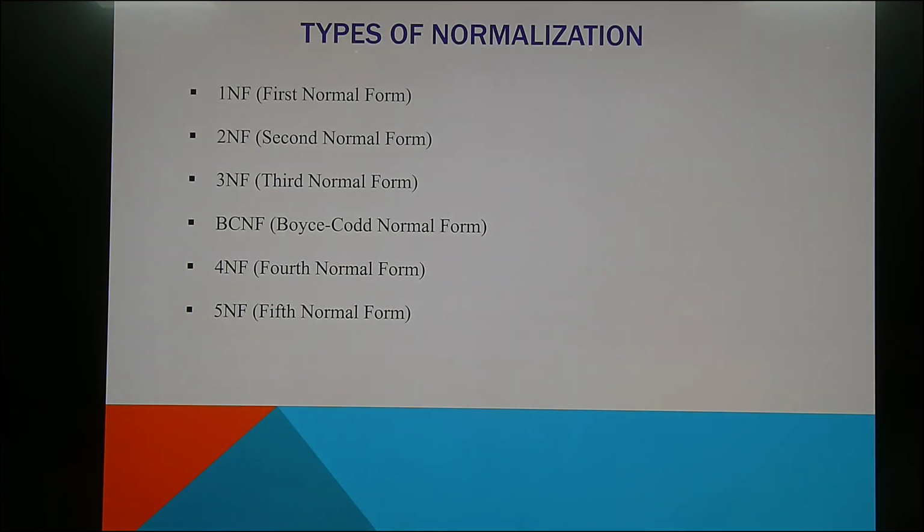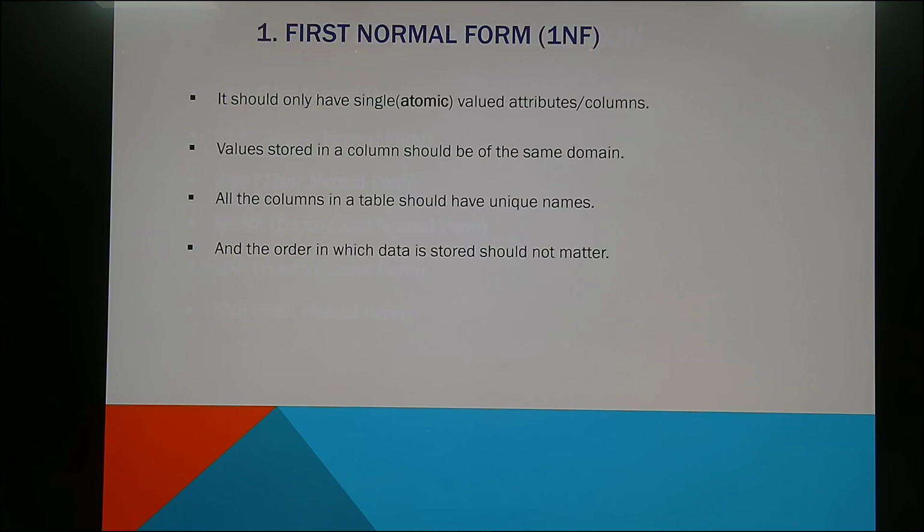These are the types of normalization: first normal form, second normal form, third normal form, BCNF (Boyce-Codd normal form), fourth normal form and fifth normal form. First normal form: it should only have single atomic value attributes. That is, we have to have single values in a table. If you have any multiple values, they can be normalized in your table, and the values stored in the column should be of the same domain.